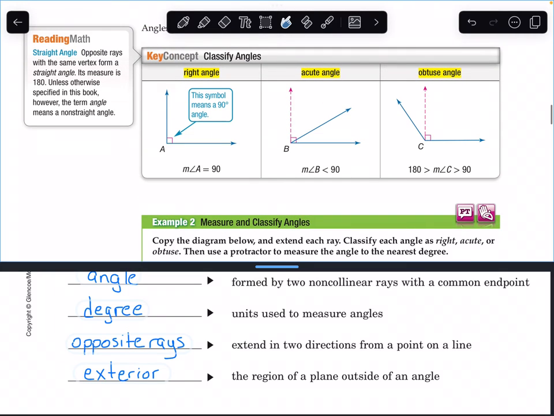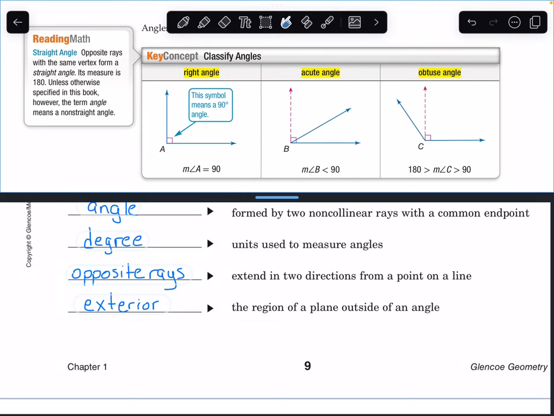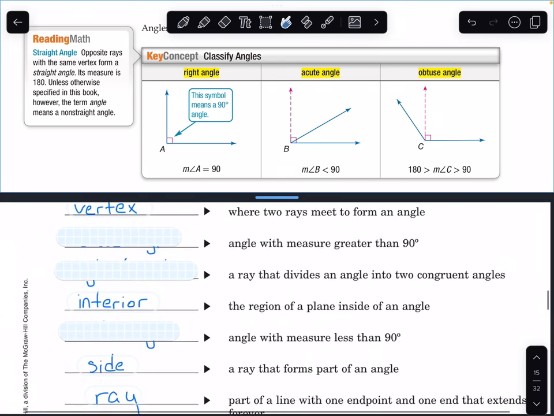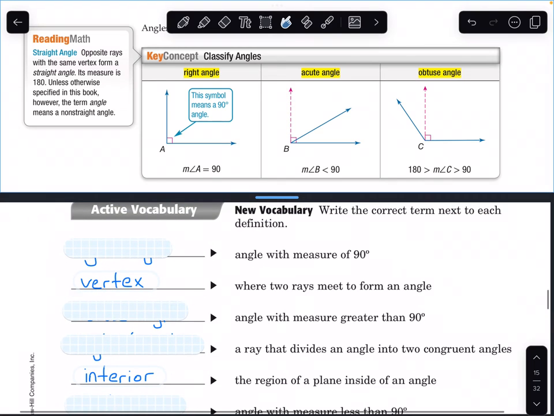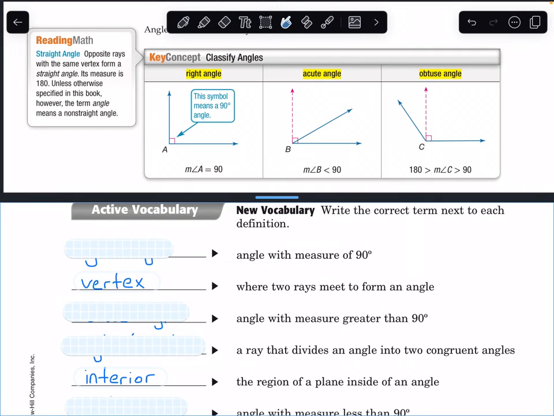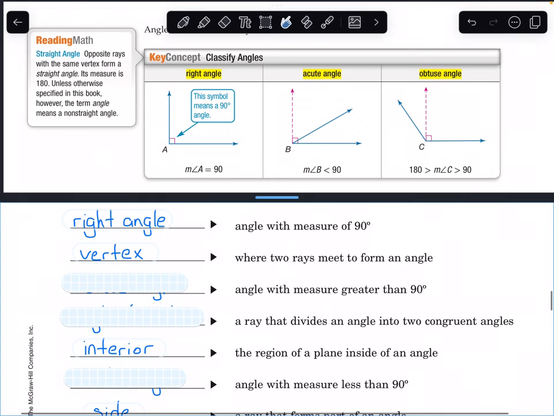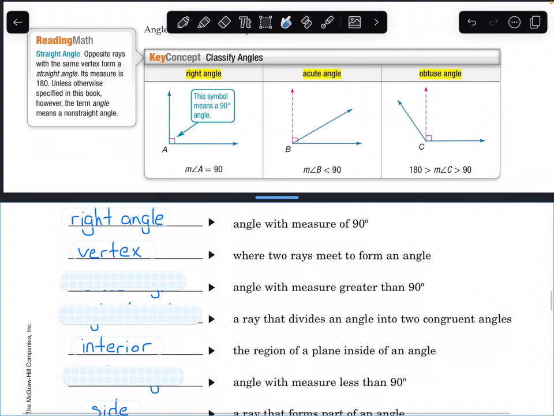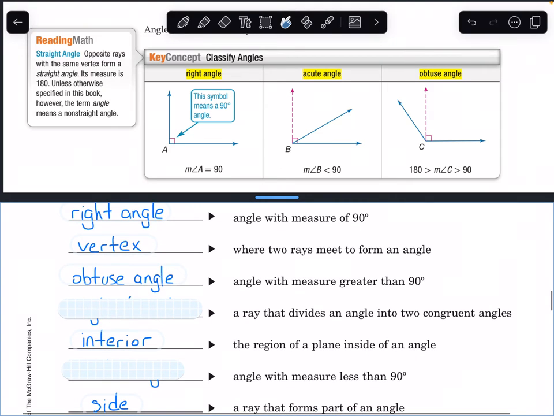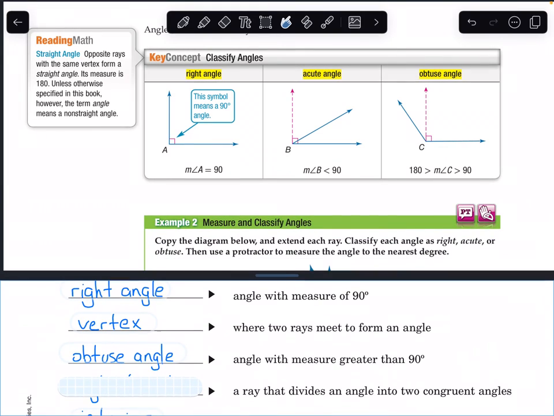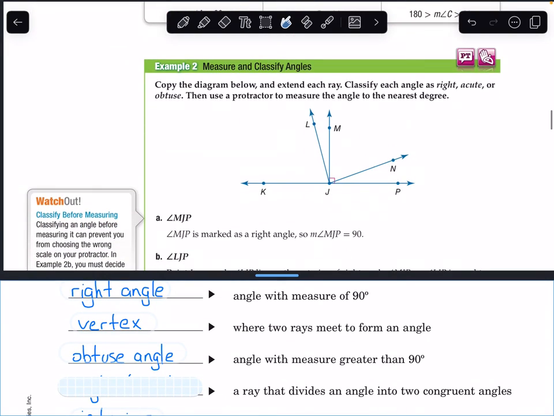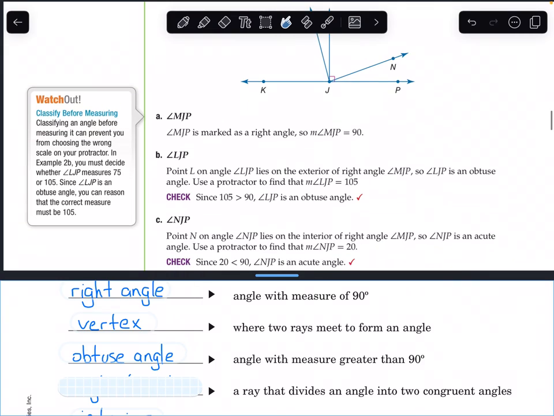Okay, I need to add those to my list here. Let's find an angle with measure of 90 degrees. That is the right angle. An angle with measure greater than 90 is an obtuse angle. And an angle with measure less than 90 is the acute angle. There's the example for classifying.